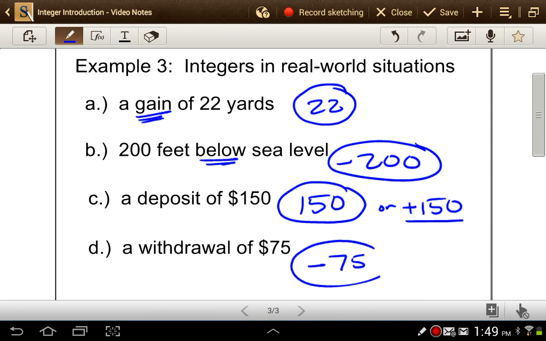Notice I have no labels with our integers. So when I ask you to represent something with an integer, you're just writing the number. You are not writing the label that goes with it.